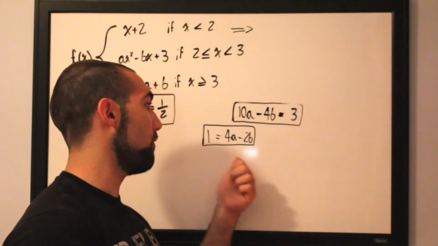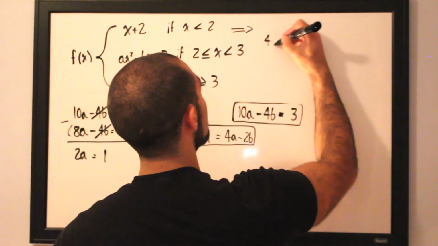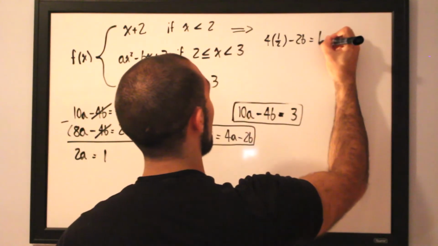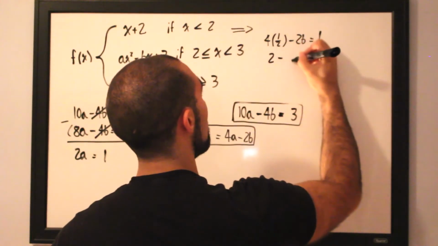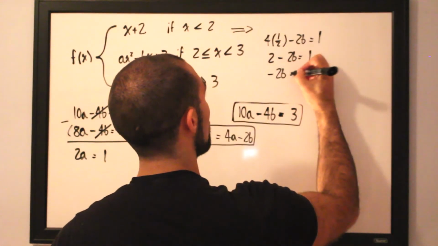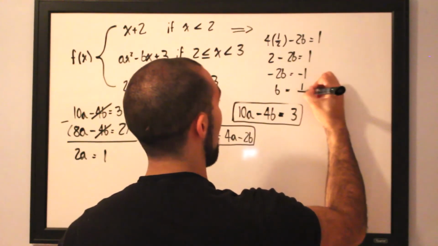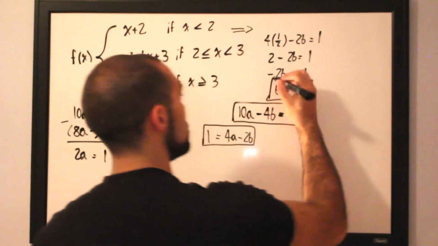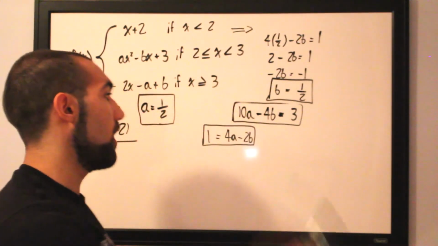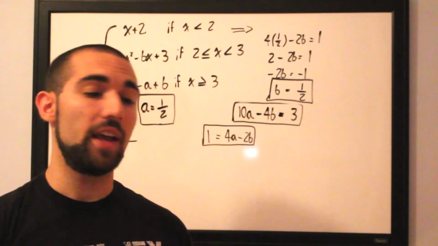So if we were to plug in a half for a in this function right over here, 4 times a half minus 2b is going to be equal to 1. This is going to leave us with 2 minus 2b is equal to 1. So negative 2b is going to be equal to negative 1, therefore b must be equal to a half as well. So the a and the b values that make this function continuous everywhere are a half and a half. And with all of that being said, I'm going to see you guys in the next continuity video.